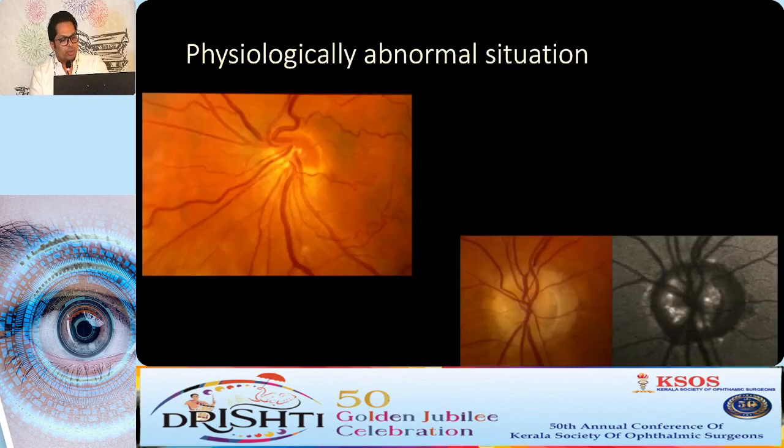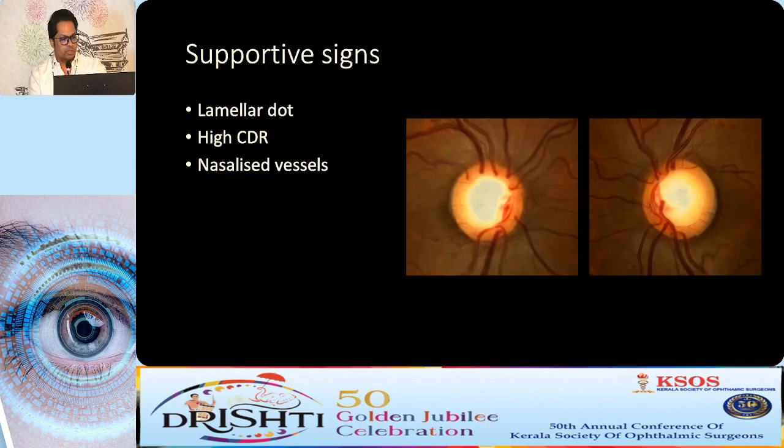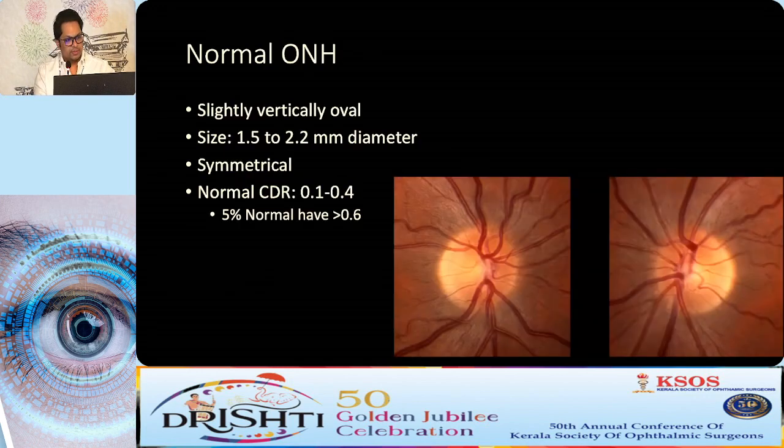Some of those abnormal situations, like a tilted disc or drusen, fall outside the purview of this talk, so I will not be going into details on how to diagnose glaucoma in such situations. The supportive signs are again supportive. They lack specificity, but we will be discussing them in the subsequent slides.